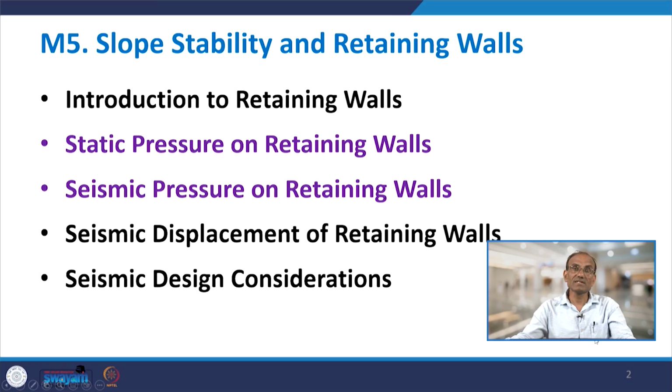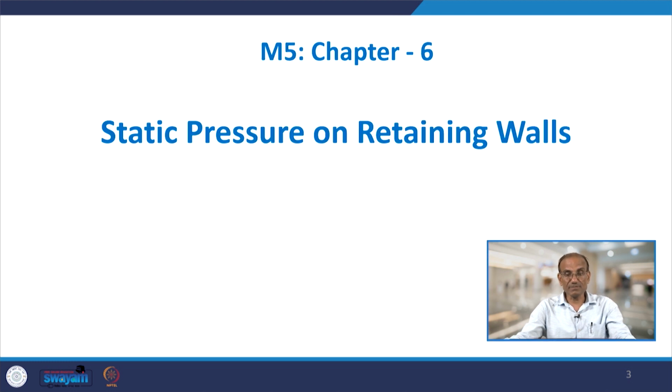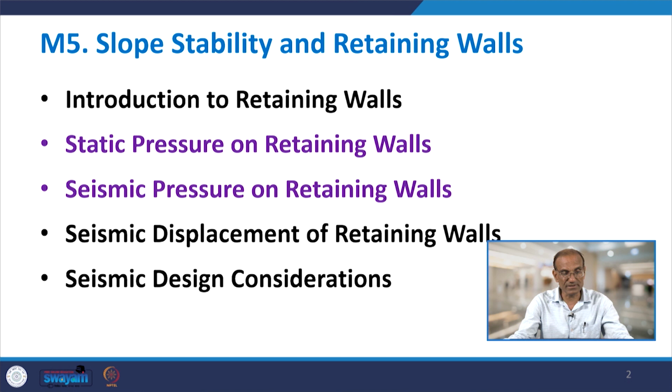We are at lecture number 48, module 5 of this course, which is on slope stability and retaining walls. We already covered 2 chapters from this module: introduction to retaining walls, and the second chapter, static pressure. Slope stability has 5 lectures, and then we have the 6th lecture. So, this is chapter number 6, which is static pressure on retaining walls. We continue, and once we finish static pressure on retaining walls, we will come to seismic pressure on retaining walls.